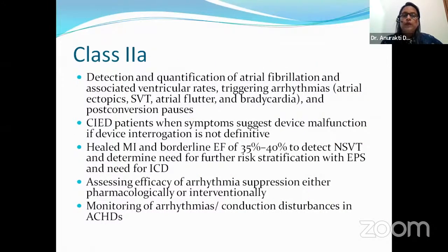While the class 2A are atrial fibrillation detection, quantification, and seeing the post-conversion pauses and post-treatment phase. Implantable devices to see the device malfunction if the device interrogation is not definitive. Healed MI, which have a preserved EF, to detect the non-sustained ventricular tachycardia episodes and risk stratification, because they are the candidates who will go for ICD. Also, the assessing of arrhythmia suppression, and in the adult congenital heart diseases to assess the arrhythmias and conduction disturbances. These are all class 2A indications.